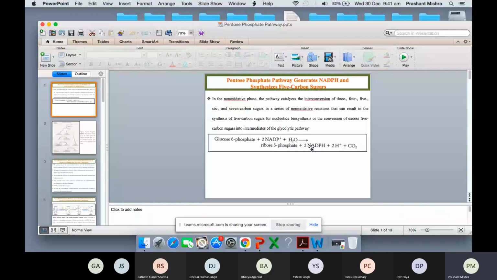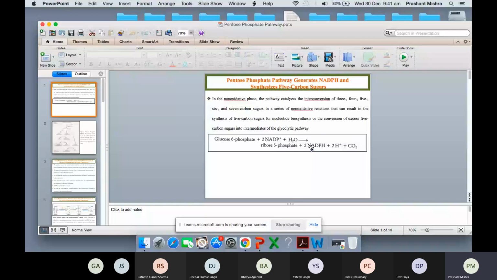Now the next reaction is the one where you have glyceraldehyde 3-phosphate and sedoheptulose 7-phosphate, the product of the previous reaction, and what you get is fructose. So I'm just increasing the size. You have fructose 6-phosphate and erythrose 4-phosphate. Fructose 6-phosphate is 6 carbon, and erythrose is 4 carbon. So you got the second reaction.